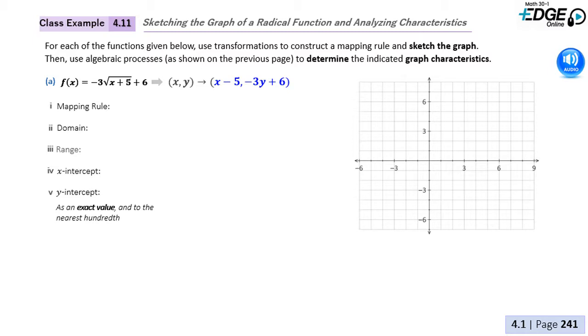Vertically, we've had both a reflection in the x-axis and a vertical stretch by 3, and then we've had a translation 6 up. So we'll show that as y mapping to negative 3y plus 6. This is really helpful because now, in order to create our graph, we'll refer back to our basic radical function and simply apply this mapping rule to some of the points found there.